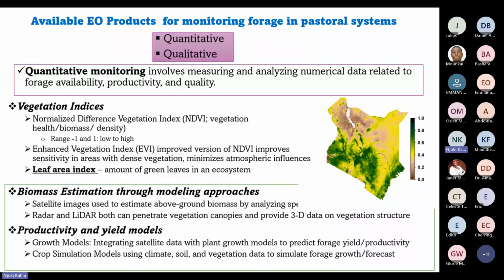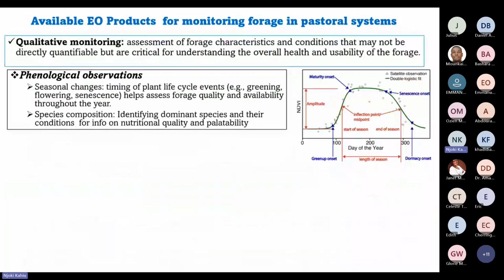Biomass estimation through modeling approaches: we have satellite images used to estimate aboveground biomass by analyzing specific indices. We also have input from radar and LiDAR. Both can penetrate vegetation canopies, and they are nowadays being used to provide 3D vegetation structure data, but also as input for biomass estimation. Productivity and yield models: these are growth models that integrate satellite data with plant growth models to predict forage availability and productivity. We also have models simulating crop production, coupling climate, soil, and vegetation input to simulate or forecast forage growth.